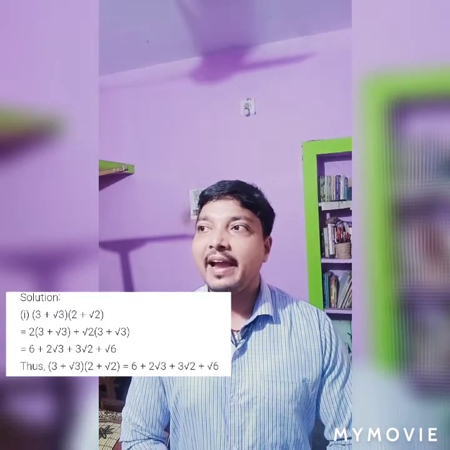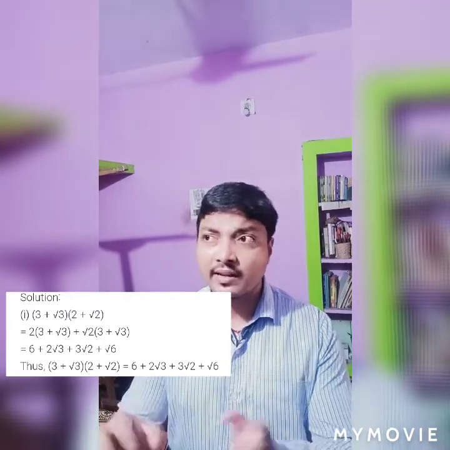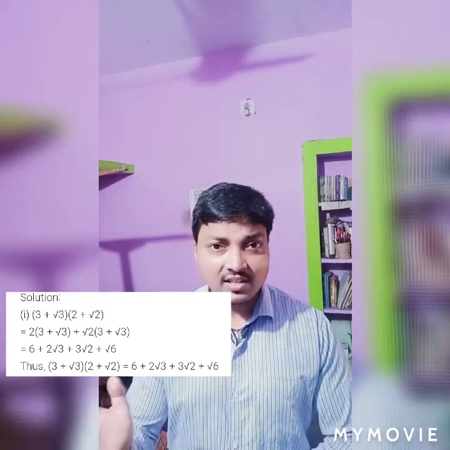So 3 into 2 equals 6, plus 3 root 2, plus root 3 into 2 equals 2 root 3, plus root 3 into root 2 equals root 6. And here is the final answer. We just have to stop here. One may ask whether any next step can be done. It cannot be done because all are unlike terms.